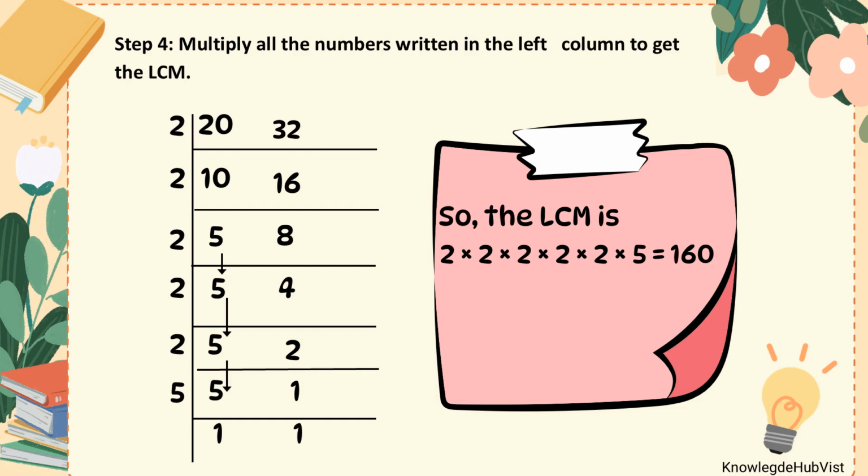Now it's time for the final step. To find the least common multiple, or LCM, we multiply all the prime numbers written in the left column. Let's read them together. 2, 2, 2, 2, 2, and 5. Now multiply them one by one. 2 times 2 equals 4, 4 times 2 equals 8, 8 times 2 equals 16, 16 times 2 equals 32, 32 times 5 equals 160. So the LCM of 20 and 32 is 160.